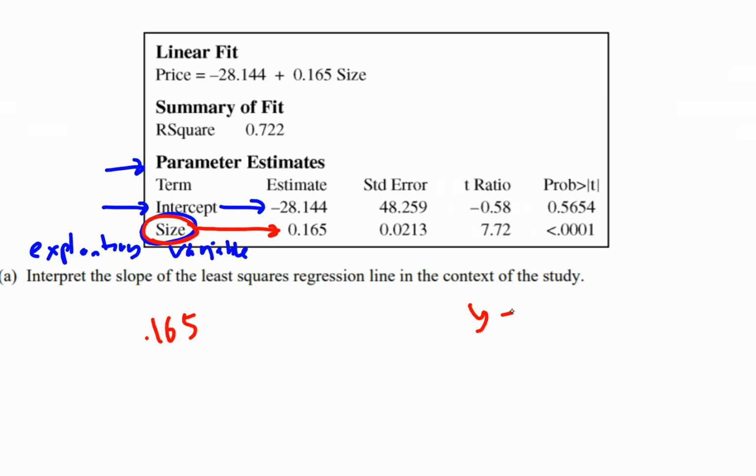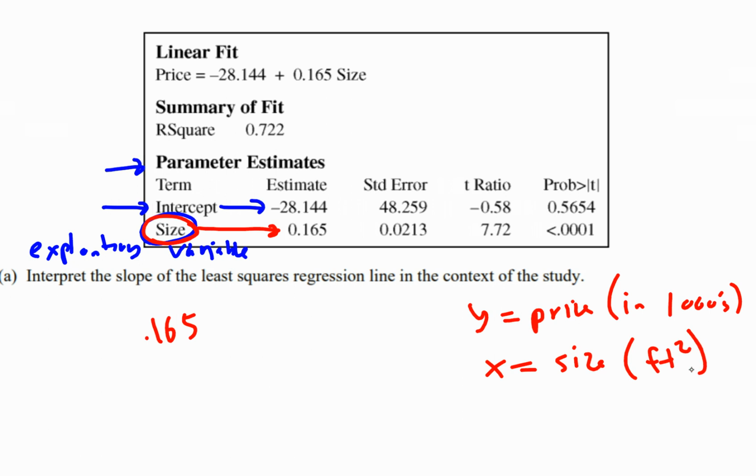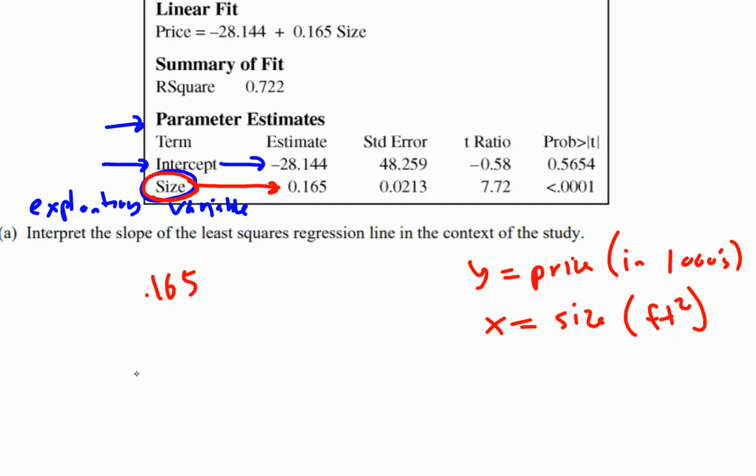Don't forget y is the price in thousands of the house, and x is the size of the house in square feet. Okay, so what I like to do with slopes, in order to interpret them, I like to write them sort of like a fraction. I mean, in this case, there's a couple ways you can do it.